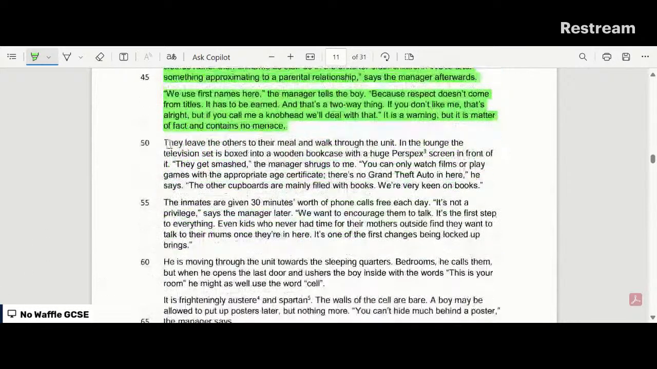They leave the others to their meal and walk through the unit. In the lounge, the television set is boxed into a wooden bookcase with a huge perspex screen in front of it. They get smashed, the manager shrugs to me. You can only watch films or play games with the appropriate age certificate. There's no Grand Theft Auto in here, he says. The other cupboards are mainly filled with books. We're very keen on books.